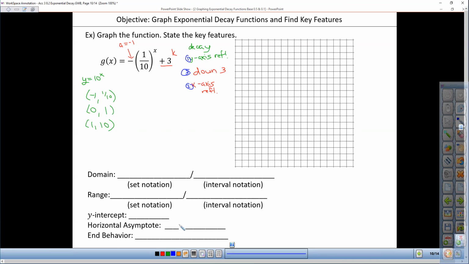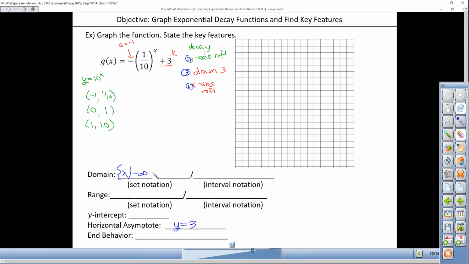That k value, remember, also gives us our horizontal asymptote number. So we've got y equals k, so y equals 3 there. Our domain is the set of all real numbers. Whoops, that's not what I meant. We need a less than symbol there.